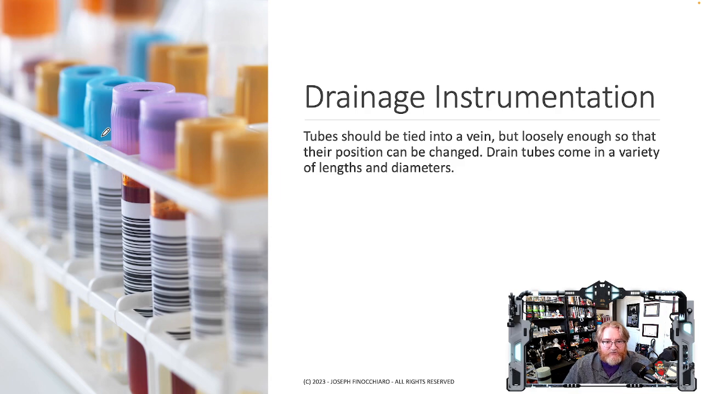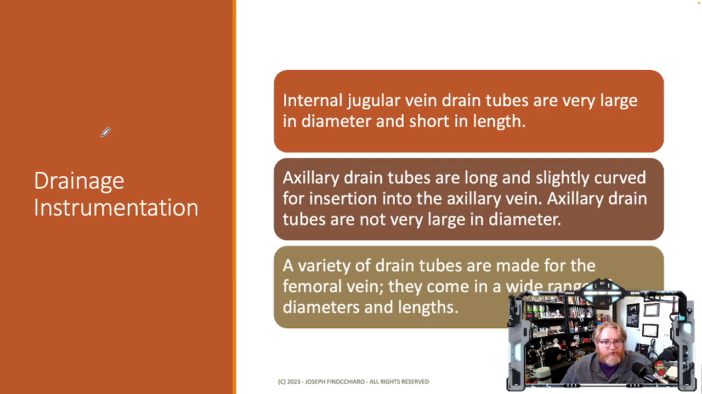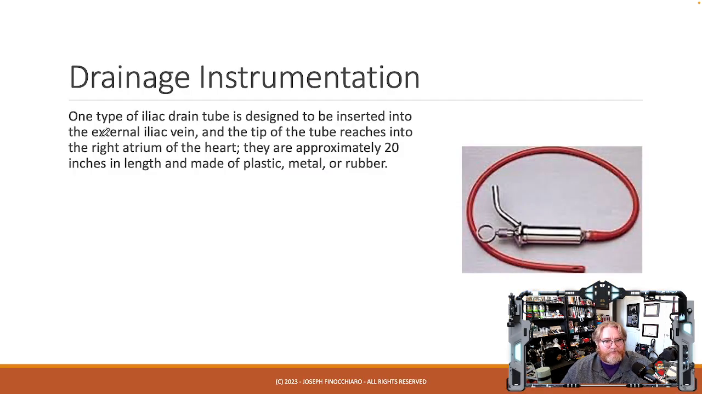Tubes should be tied into a vein, but loosely enough so that their position can be changed, and clearly the drain tubes come in different sizes. Internal jugular vein tubes are very large in diameter and short in length. Axillary drain tubes are very long and slightly curved. A variety of drain tubes are made for the femoral vein. They come in a wide range of diameters and lengths.